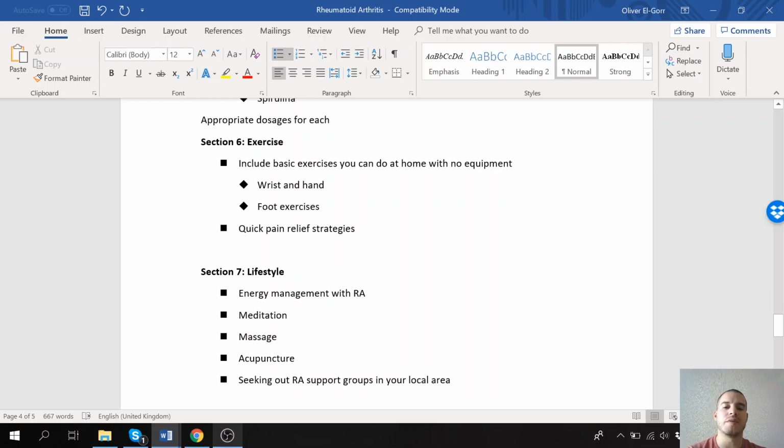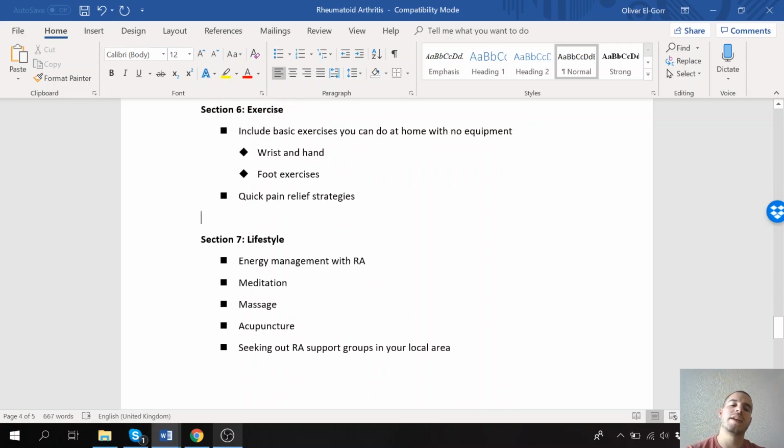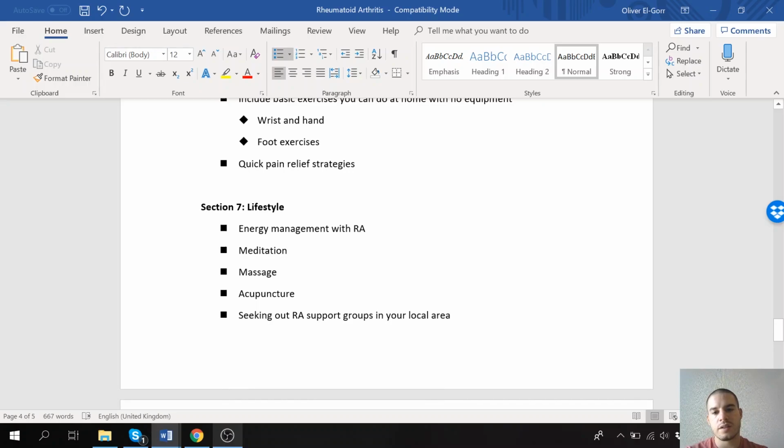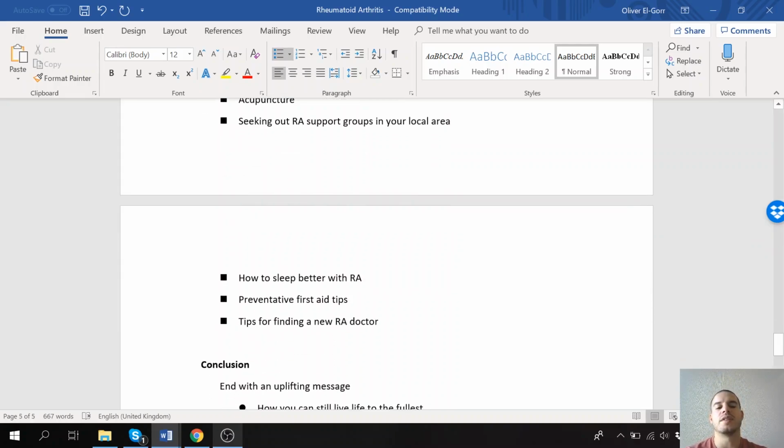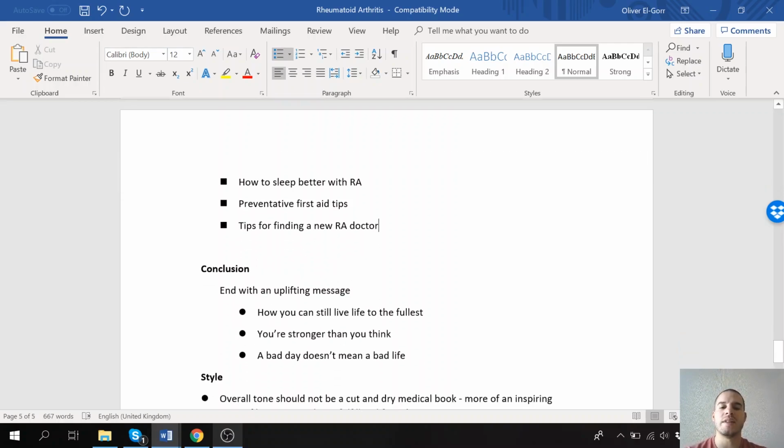Plus also quick pain relief strategies. And then I included a lifestyle section as well. What lifestyle choices can you make to make your RA better? Stuff like energy management, meditation, massage, acupuncture, how to seek out RA support groups in your local area, just some additional helpful information that shows the reader that you have their best interests at heart, how to sleep better, preventative first aid tips, tips for finding a new RA doctor if you don't like your current one. Not essential for the core message of the book, but it is useful to have in there.